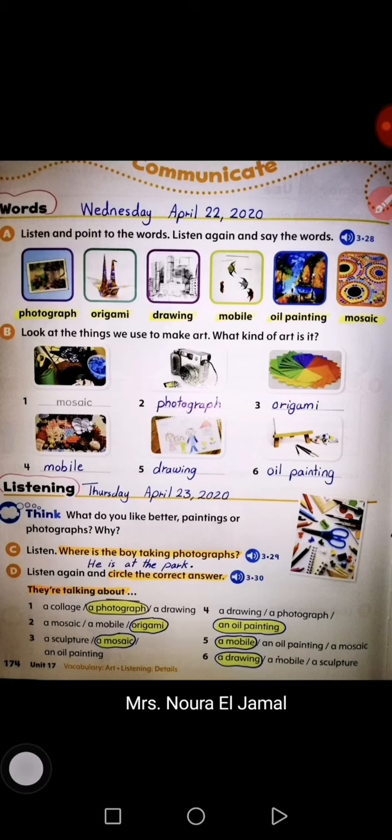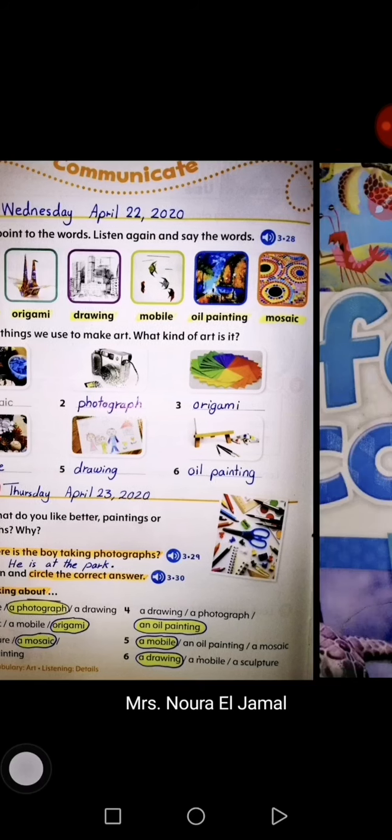Number 2, this is camera. So what kind of art is it? Of course, I'll take a photograph using the camera. Number 3, what kind of art is it? Origami, because these are colorful papers and I can fold them to make origami. Number 4, mobile. Number 5, drawing. Number 6, oil painting.